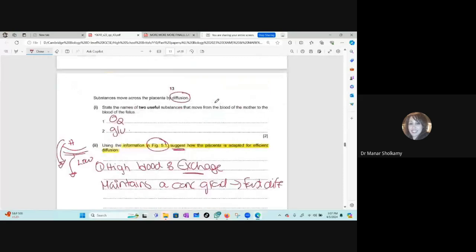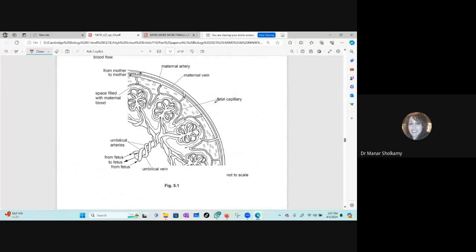What else? Look at it. Give me another reason it is adapted for the exchange. It is what? What's this? Umbilical cord. Okay, I'm not talking about a specific structure. Look at the design of the placenta. These capillaries, they are what? It's coiled. Very good. It's coiled. And this will increase its surface area. Correct.